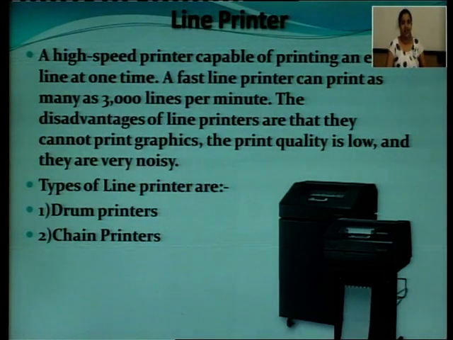The next category is the line printer. A line printer is a high speed printer capable of printing an entire line at one time. A fast line printer can print as many as 3000 lines per minute. The disadvantages of the line printer are that the print quality is low and they are very noisy. So they can print graphics, but the quality is not so superior. The two types of line printer are the drum printer and the chain printer.